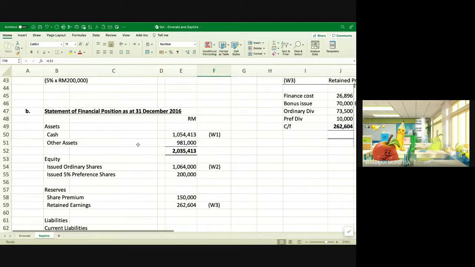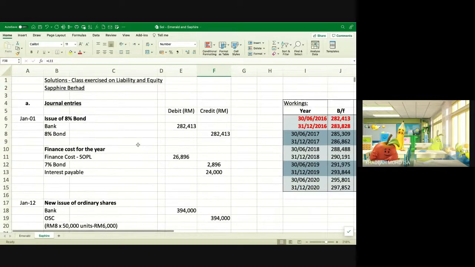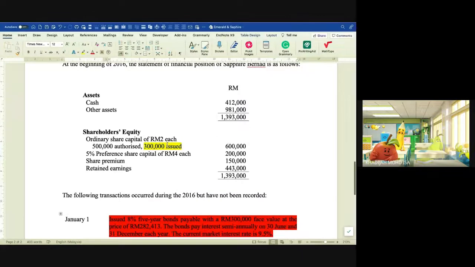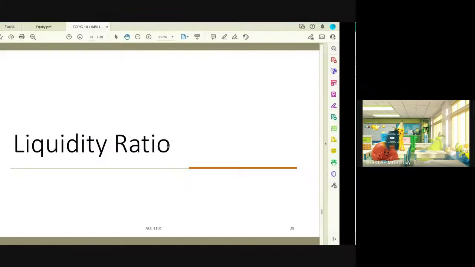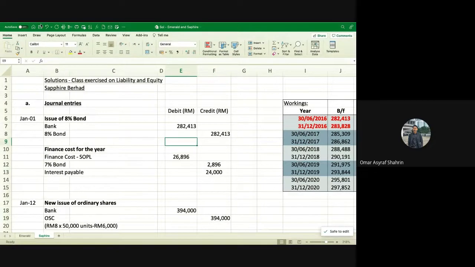I will share this solution with you so that you can refer to it. And in the next class, I will continue with your cash flow. It's already 3:16. Do you have any other questions? No, madam.